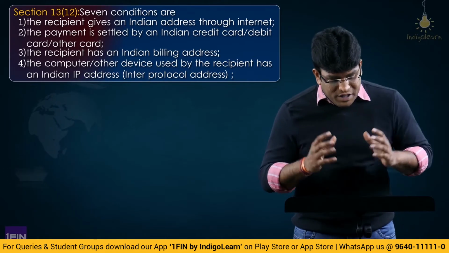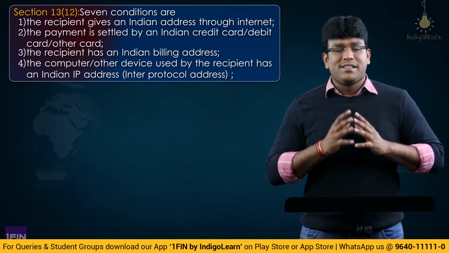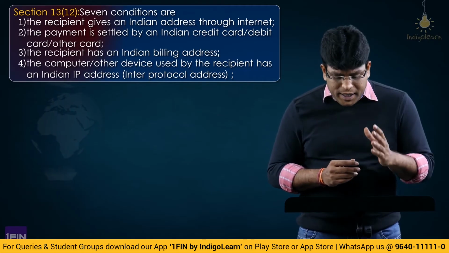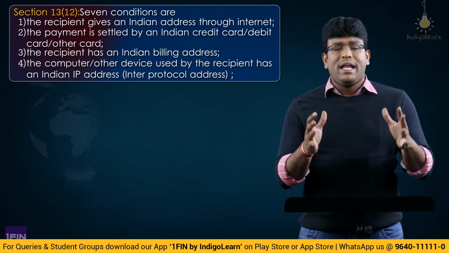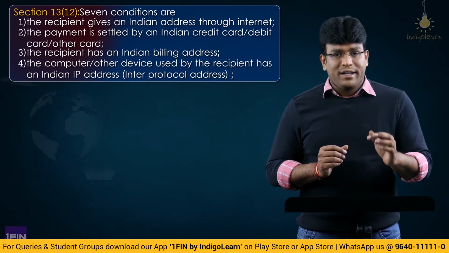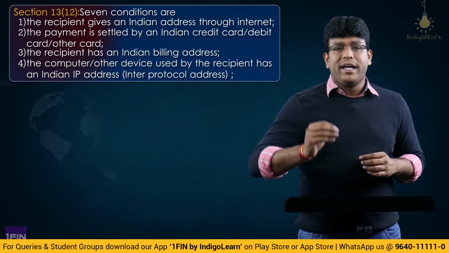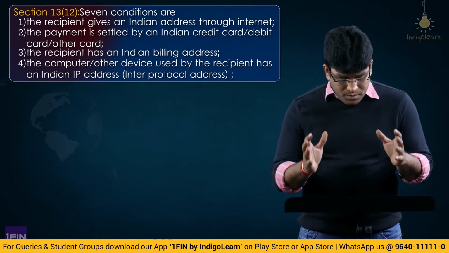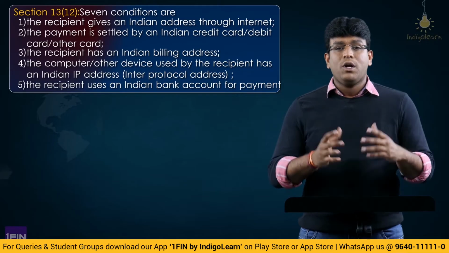So come on, what is the first condition? Recipient gives an Indian address. Second, payment is settled by an Indian credit card, debit card or other card. Third, recipient has an Indian billing address. Fourth condition, the computer or other device used by the recipient has an Indian IP address. Fifth, recipient uses an Indian bank account for payment.